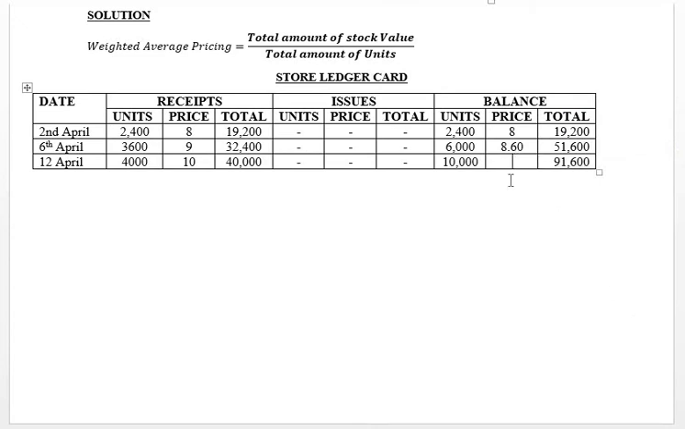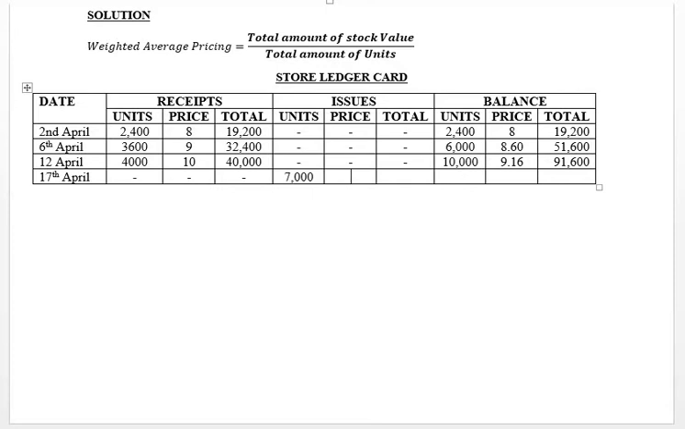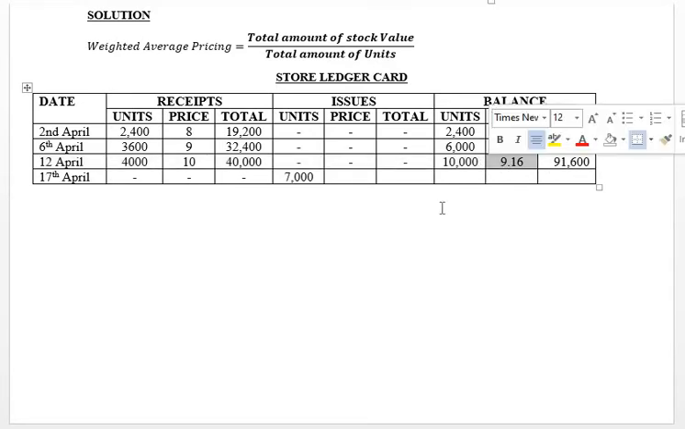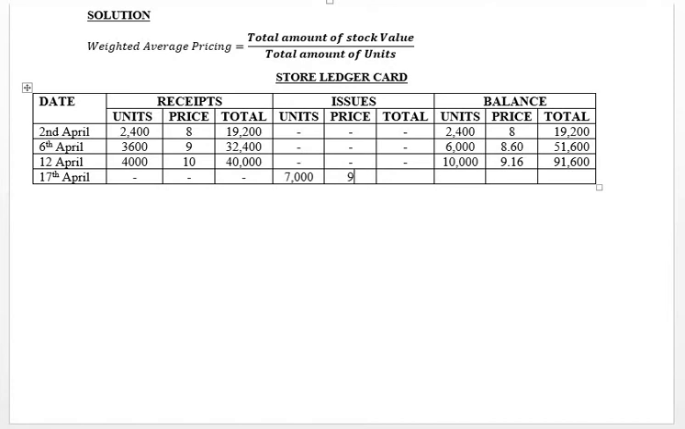To get the price, we will again divide 91,600 by 10,000, and we get 9.16. On the 17th, we received nothing and instead issued 7,000 units. Now, to get the price of issuance, we take the last price, from 12th April, which was 9 shillings and 16 cents. That's the price we'll use to issue 7,000 units. So 7,000 units times 9.16, we get 64,120.